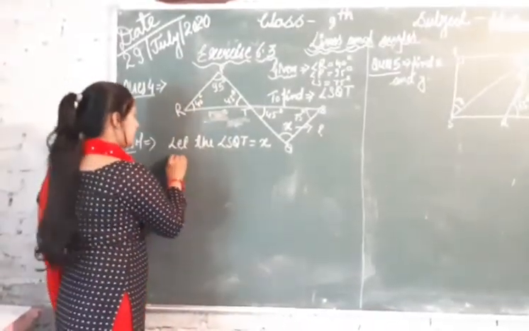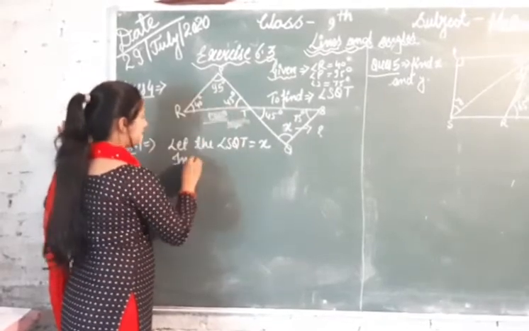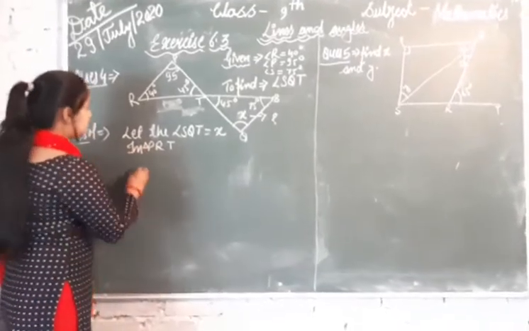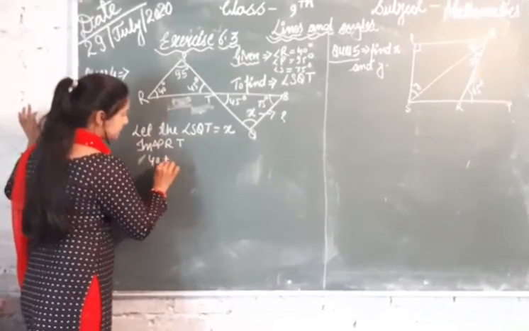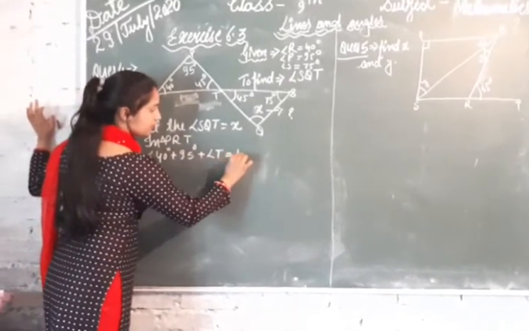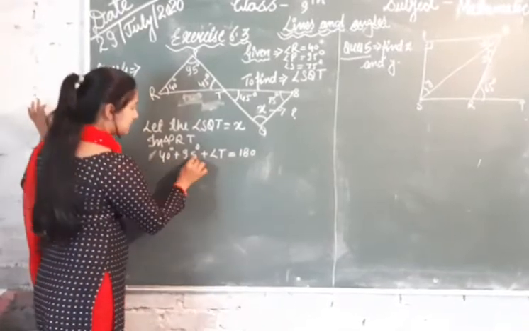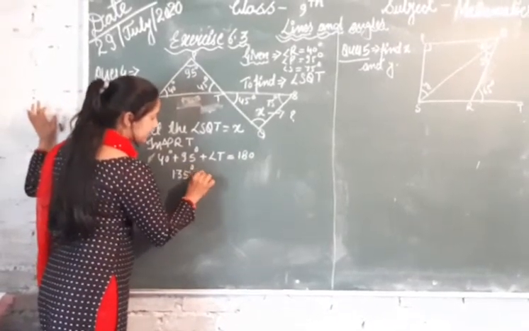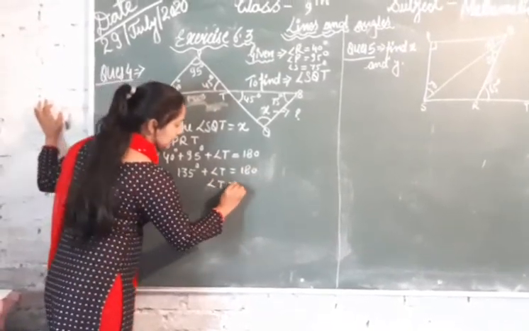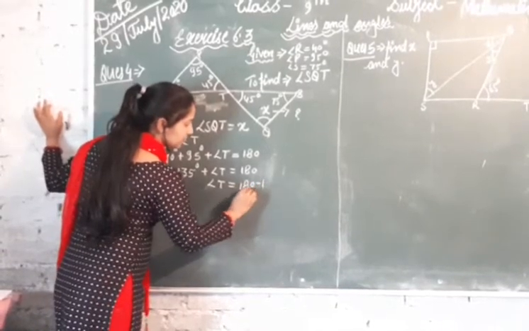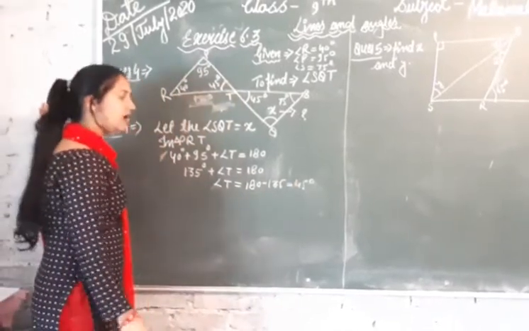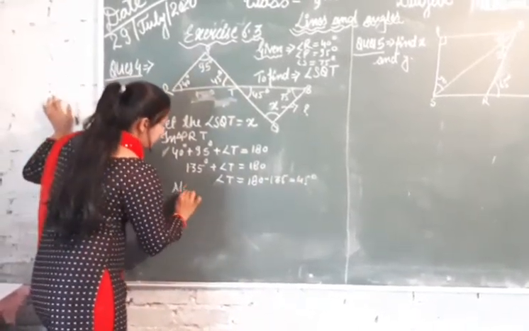Okay, first of all we have done in triangle PRT. In triangle PRT, what is the angle? 40 degree plus 95 degree plus angle T should be equal to 180 degree, and if we add this, this will become 135 plus angle T is equal to 180. So hence we get angle T is equal to 180 minus 135, that is equal to 45 degree. Our first answer.